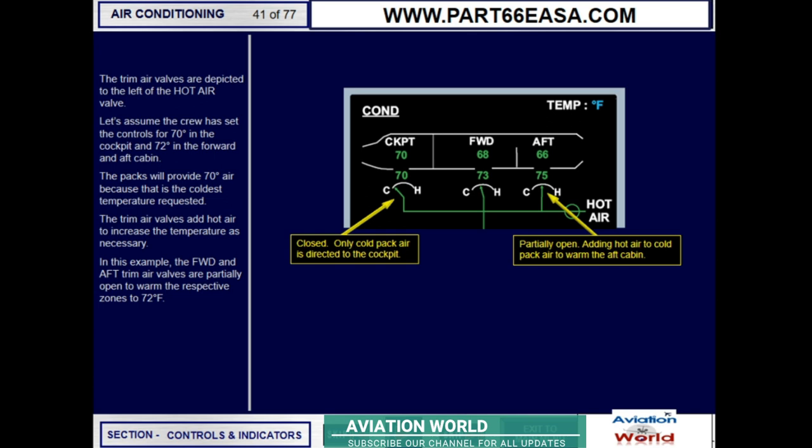The trim air valves are depicted to the left of the hot air valve. Let's assume the crew has set the controls for 70 degrees in the cockpit and 72 degrees in the forward and aft cabin. The pack will provide 70 degree air because that is the coldest temperature requested. The trim air valves add hot air to increase the temperature as necessary. In this example, the forward and aft trim air valves are partially open to warm the respective zones to 72 degrees Fahrenheit.